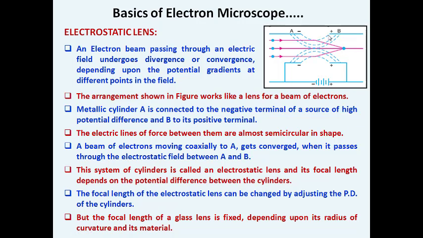So the focal length of the electrostatic lens can be changed by adjusting the potential difference between the cylinders. But in an ordinary optical microscope, we utilize a glass lens with fixed focal length. So a small focal length leads to less magnification power in that optical microscope. That is avoided by using an electron microscope. So this electrostatic lens for focusing electron beams is the first option.